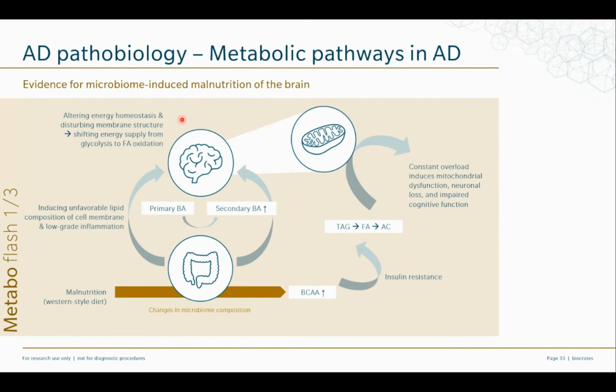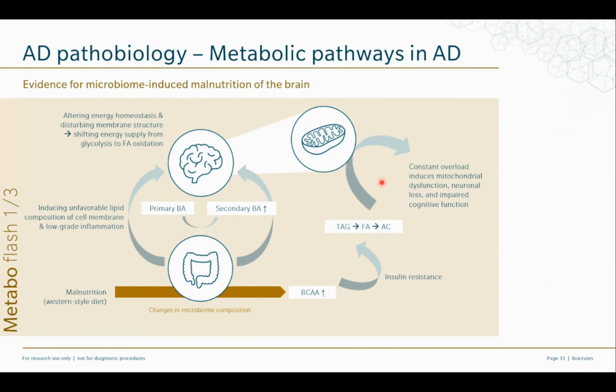The secondary bile acids can not only destabilize cell membranes in the brain, but also alter energy homeostasis via the interaction with the nuclear receptors. Since this may lead to reduced intracellular glucose levels, brain cells now switch from glycolysis to fatty acid oxidation in order to maintain energy supply. The branched-chain amino acids induce insulin resistance, which in turn causes the release of triglycerides from your fat depots, since sugar as a fuel is not an option anymore.